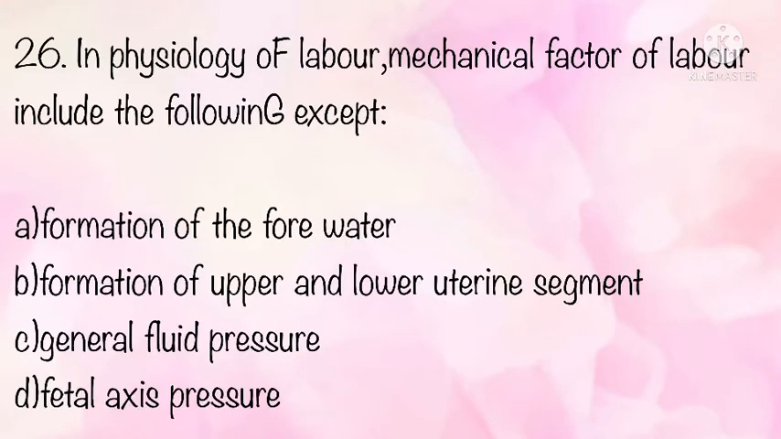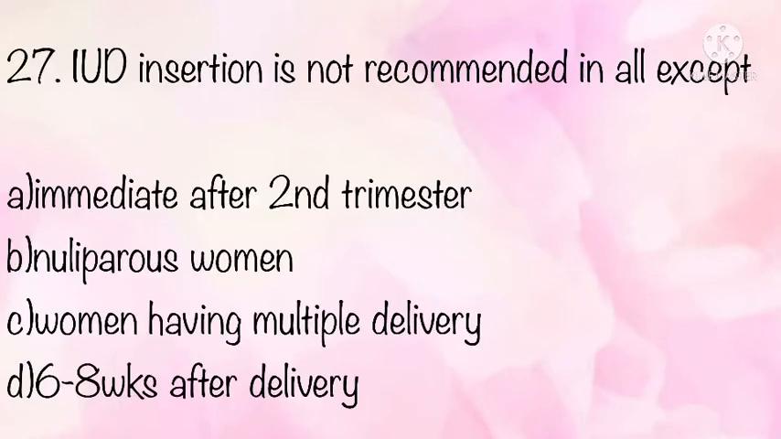In physiology of labor, mechanical factors of labor include the following: formation of the forewater, formation of upper and lower uterine segment, general fluid pressure, fetal axis pressure. The correct answer is B, formation of upper and lower segment. IUD insertion is not recommended in all except: immediate after second trimester, newly parous woman having multiple delivery, 6 to 8 weeks after delivery. The correct answer is D, 6 to 8 weeks after delivery.